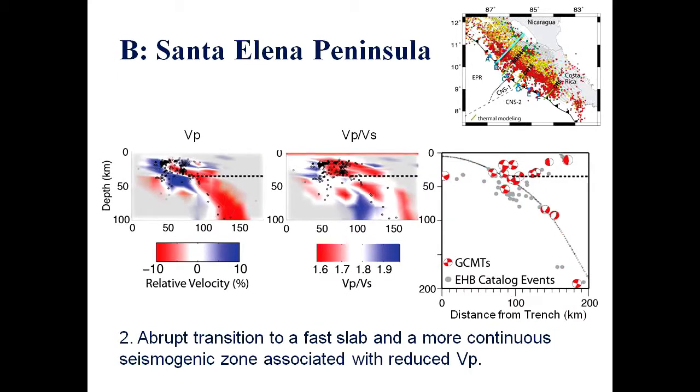And we see that as we move just slightly to the south of the Santa Elena Peninsula. So our resolution is also improving as we move to the south. So we start to see our nice fast slab. It's a pretty abrupt transition we actually see between Costa Rica and Nicaragua. So that was one of our questions: okay, well, we know there's a transition, but is it an abrupt transition or is it smooth and we just didn't collect the data in the area that the transition occurred in? So we see a pretty abrupt transition and we start to see more continuous seismogenic zone, and the earthquakes appear associated with this reduced P-wave velocity that sits on top of our slab.